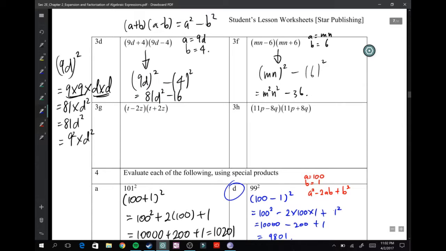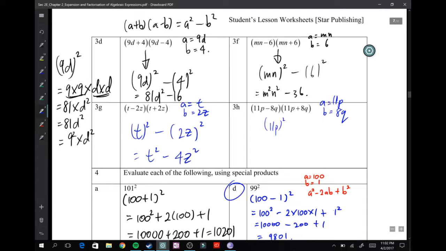The rest are pretty much the same. a is t, b is 2z, so you get t squared minus (2z) the whole thing squared. You get t squared minus 4z squared. Same thing here, a equals 11p, b equals 8q. You get (11p) squared minus (8q) squared, which gives you 121p squared minus 64q squared. So that's it for this page. Pretty simple.